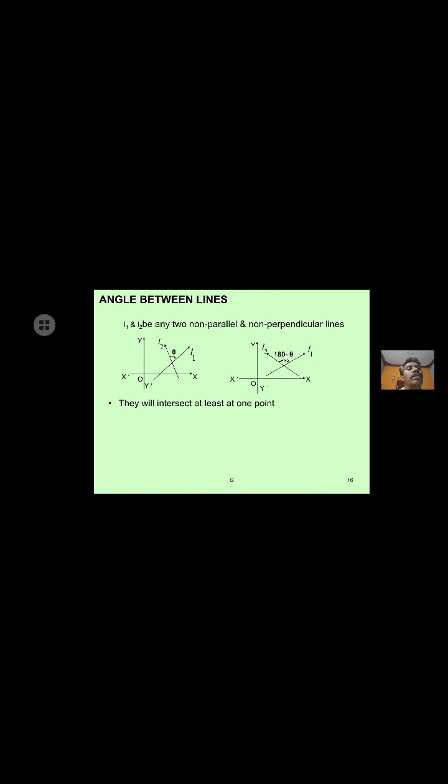They will intersect at least at one point. At that point, let theta be the angle. If m1 and m2 are slopes of L1 and L2, then we can say tan theta equals modulus of (m1 minus m2) by (1 plus m1 m2). So this is the formula to find the angle between two lines.